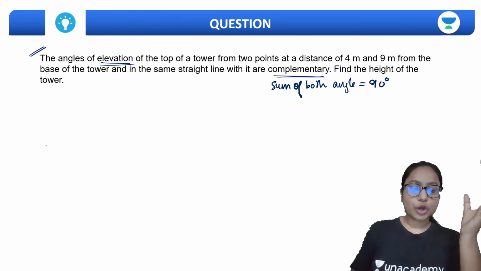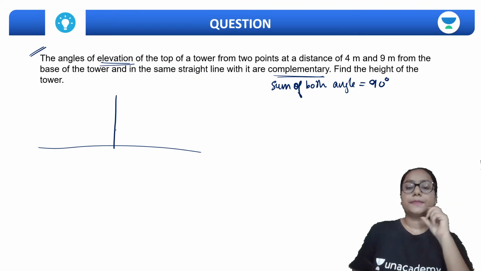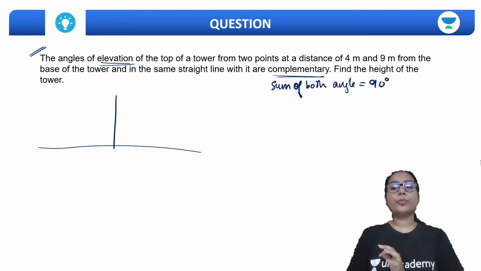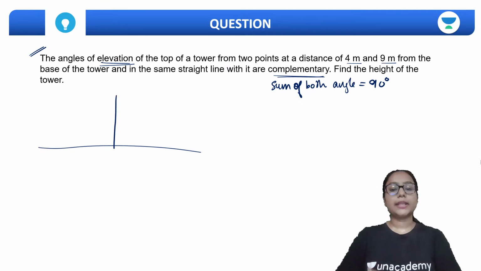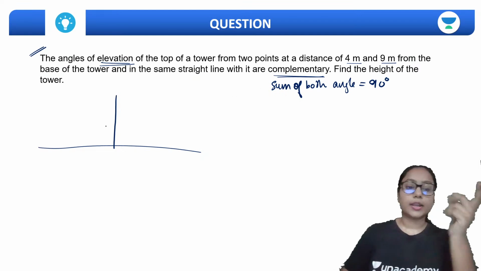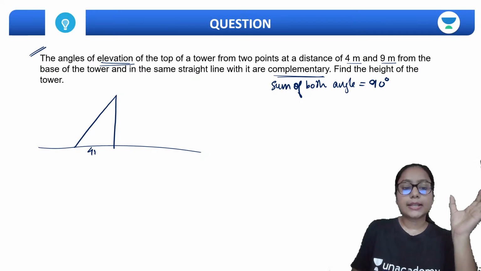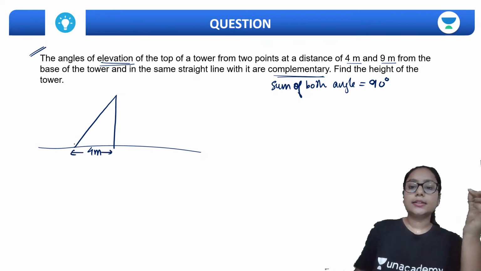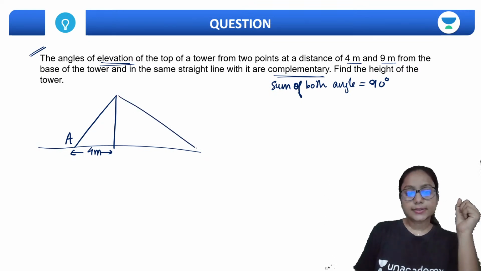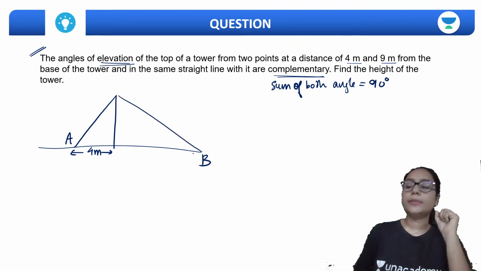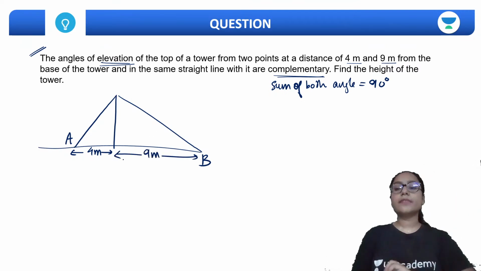Let us draw the figure. So I have a tower. This is the tower. Now there are 2 points at a distance of 4 meter and 9 meter from the base of the tower in the same straight line. This distance I am taking as 4 meter from the base of the tower. This is a point A. Another point is this, point B. This is at the distance of 9 meters from the tower. This is given in the question.